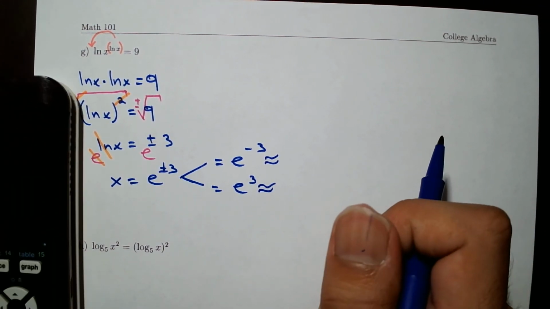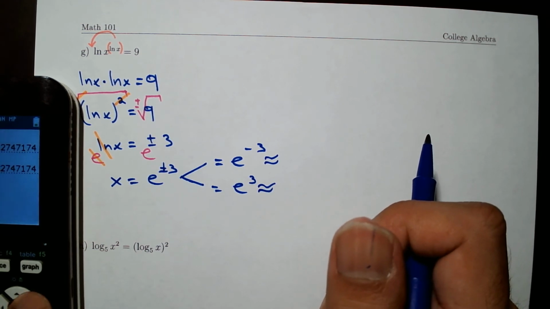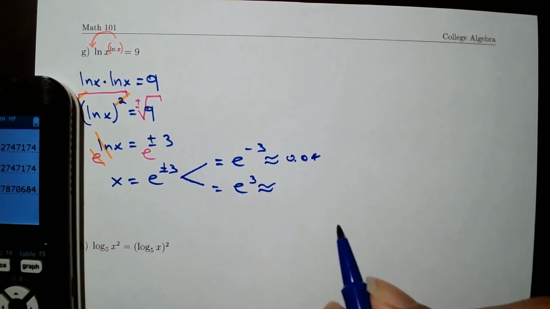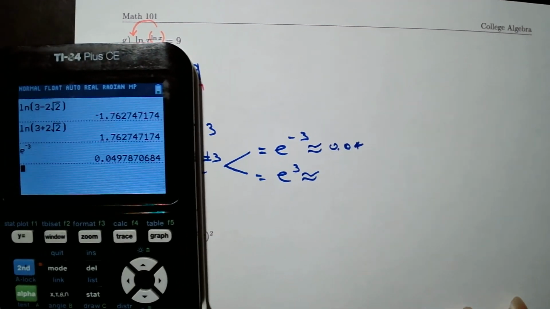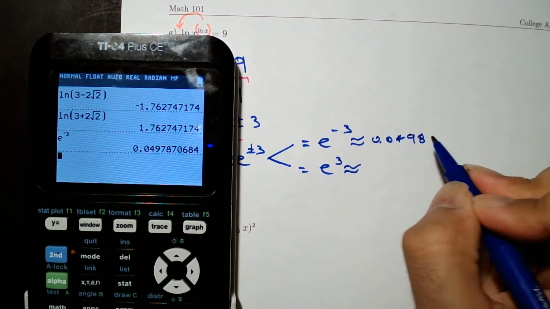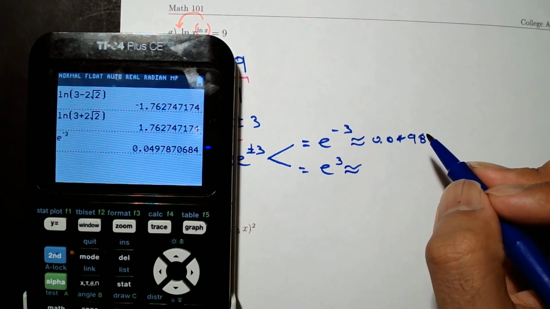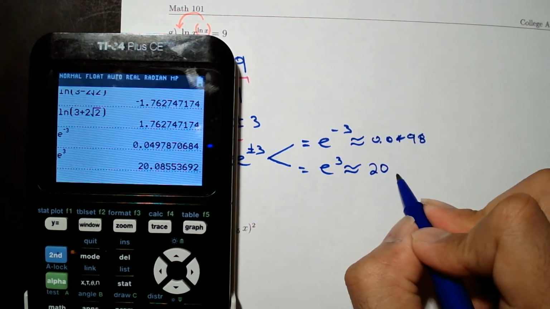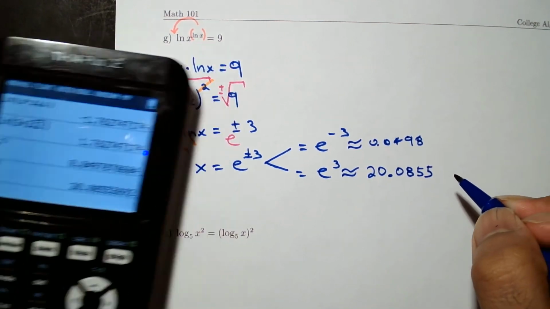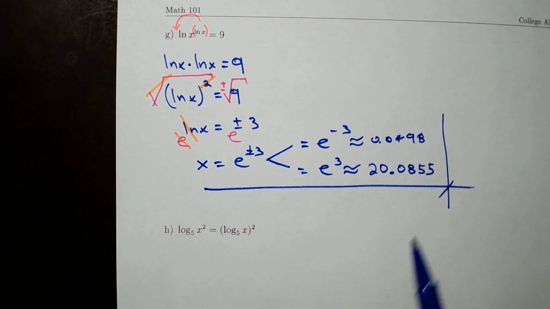Well, let's see. e to the negative 3, that's 0.0498. And the same quantity here, just get rid of the negative sign. e cubed is going to be a big number, 20.0855. So two solutions, one negative, one positive. That's the solution set.